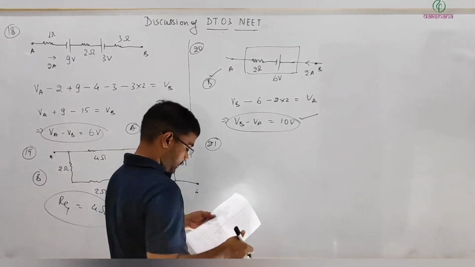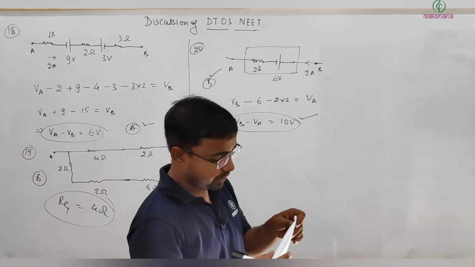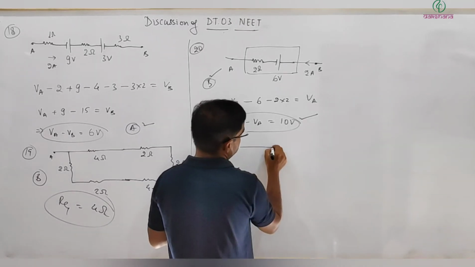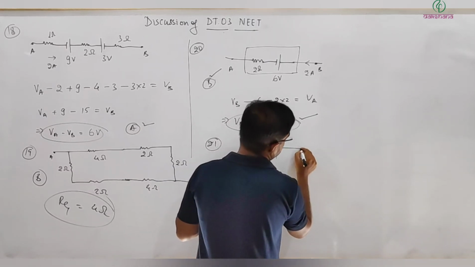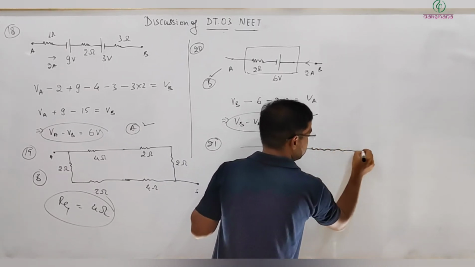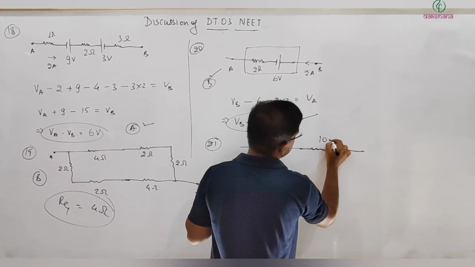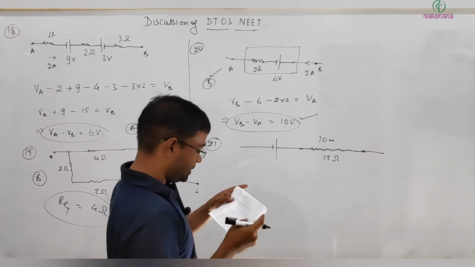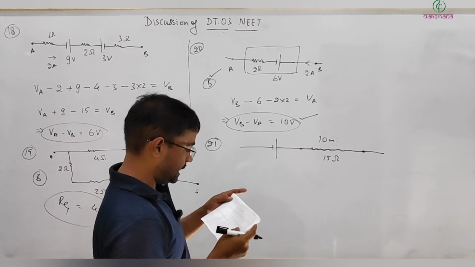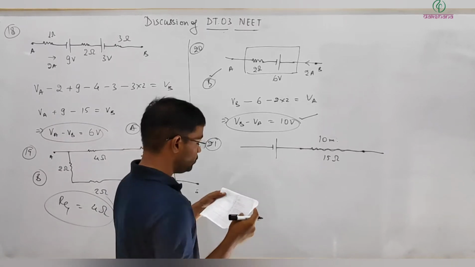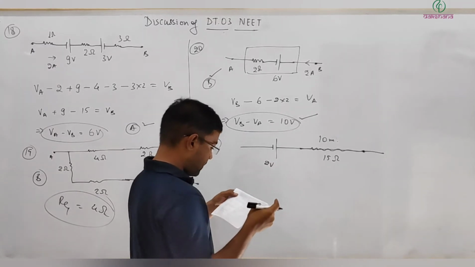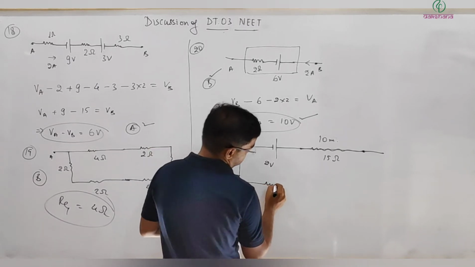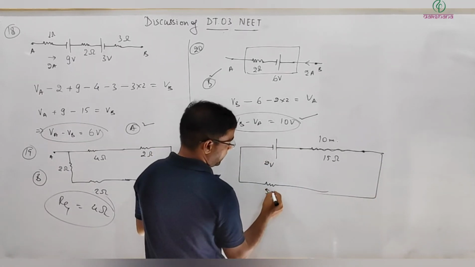Next question number 21. A 10 meter long wire of resistance 15 ohm is connected in series with a battery. So we have a battery, and this is a wire, 10 meter long and 50 ohm resistance, connected with the battery in series, 2 volt, no internal resistance, and resistance 5 ohm. So internal resistance is 0, but here we have 5 ohm resistance.